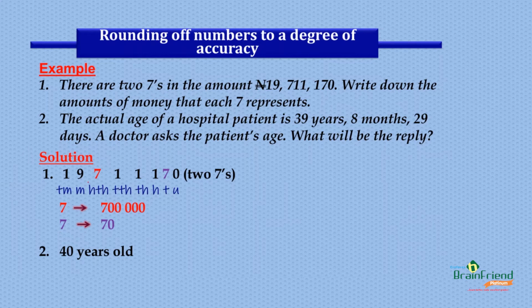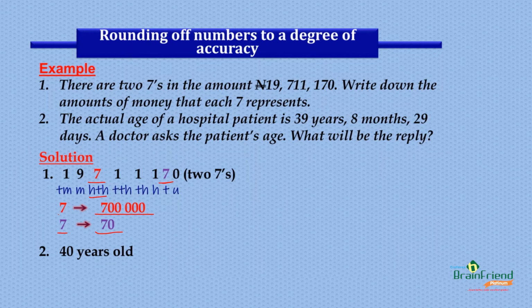You can see that we have the first 7 here and the second 7 here. The first 7 falls under hundreds of thousands. So the first 7 represents 700,000 naira. And the second 7 falls under the tens place value. That means 70 naira.